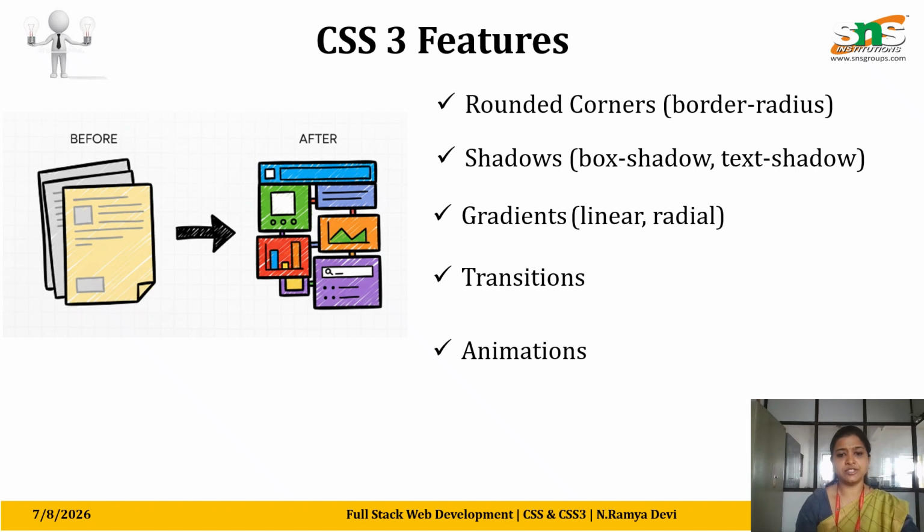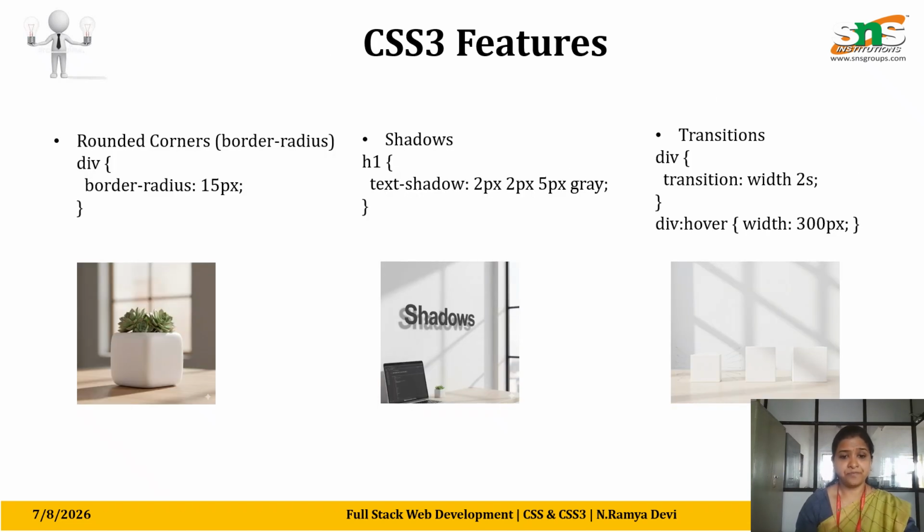And transitions create smooth changes instead of sudden ones. When you hover over a button, it changes color gradually instead of instantly. And animations allow objects to move without JavaScript, like loading icons, notification effects, and image sliders. And Flexbox arranges items efficiently in one direction, like navigation menus, where all menu items stay aligned properly. And Grid is useful for arranging content in rows and columns.